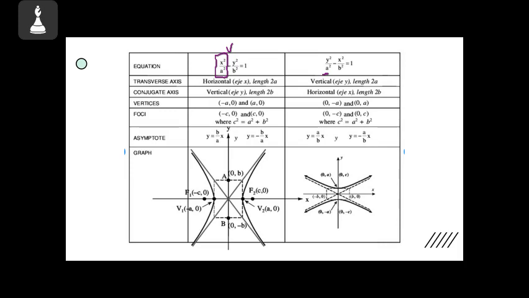The last thing we're going to have are asymptotes. And if it is x first, we're going to put y equals b over a x or negative b over a x. When y is first, it's going to be a over b to determine the slope of x. So again, a few different things we have to remember depending on the type of equation we're working with.